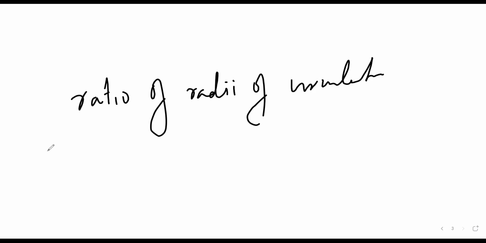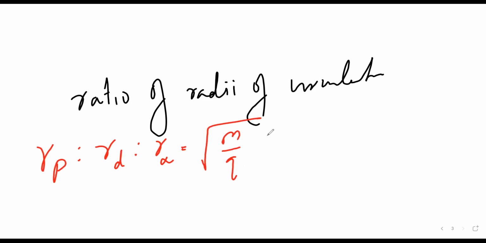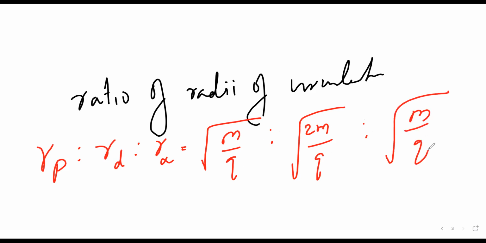See, I'll write it here. Rp is to Rd is to R alpha. It's nothing but root of m by q is to root of 2m by q is to root of m by q. So this basically is 1 is to root 2 is to 1. So the answer of this is 1 is to root 2 is to 1.